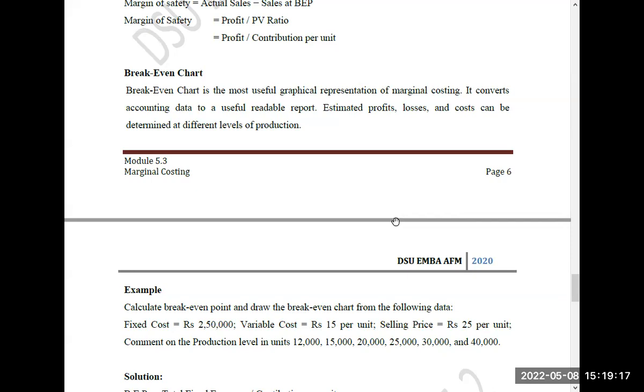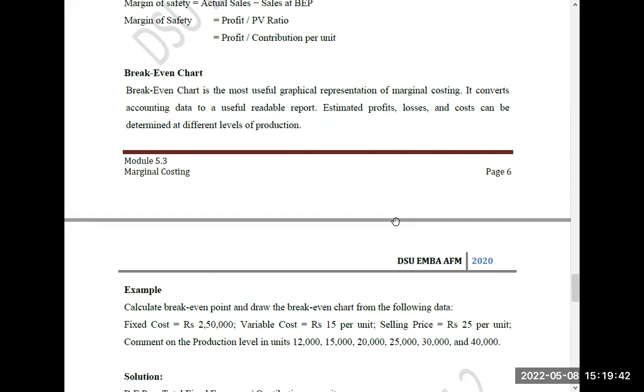Example: calculate break-even point. The data given is fixed cost 2,50,000, variable cost rupees 15 per unit, selling price 25 per unit. For this data, we have to calculate the break-even point.